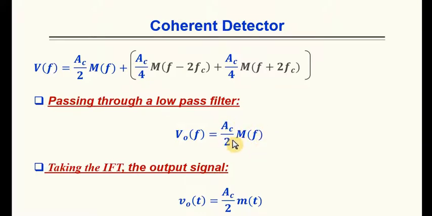So now we can transform back from frequency domain to time domain, taking the inverse Fourier transform. The output signal V out of t is equal to AC over 2 M of t. So hence we managed to retrieve or extract our message signal from the modulated DSB-SC signal.